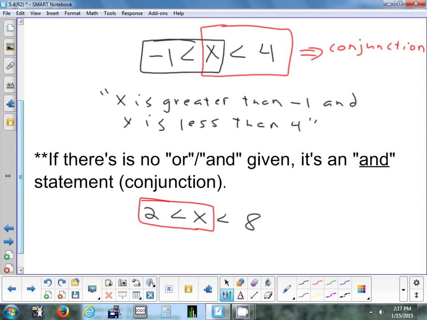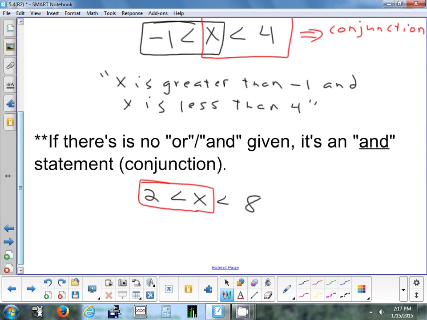Okay? So what I could do is if I wanted to split it, put that there for now. Who can tell me the other one? X is less than 8. Good. Now what word is hidden there but you don't see it? And. Okay. So it's just an extra one.